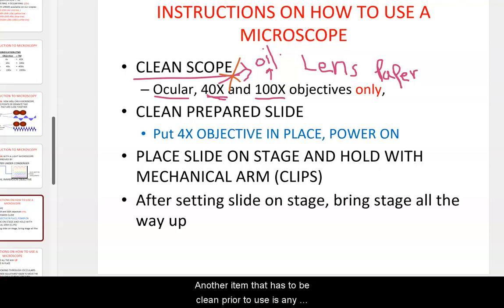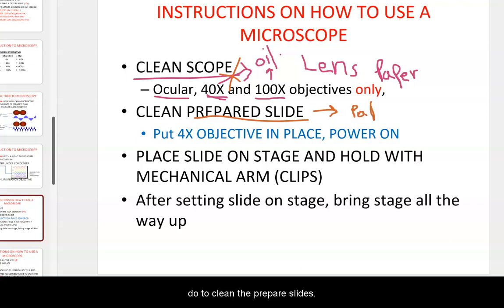Another item that has to be cleaned prior to use is any prepared slide that we may be using. Prepared slides can be cleaned with any type of paper. Lens paper is too expensive, so any type of paper like the one we have on your tables in the yellow bands will do to clean the prepared slides. But remember, lenses are only cleaned with lens paper. Slides, on the other hand, can be cleaned with any type of paper. Do not use lens paper, however, because lens paper is too expensive.